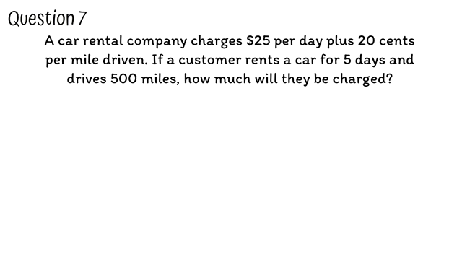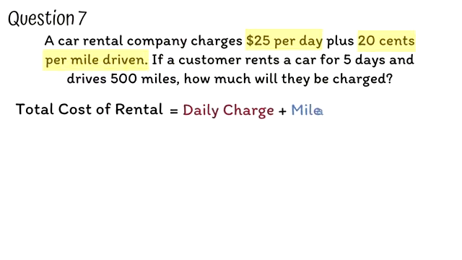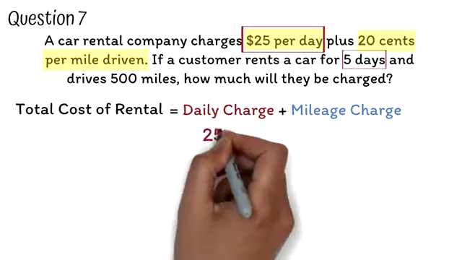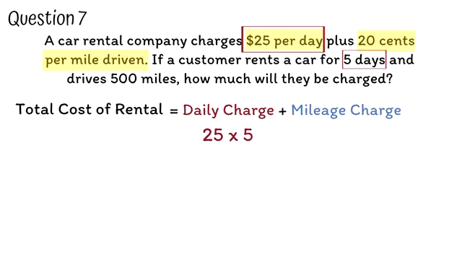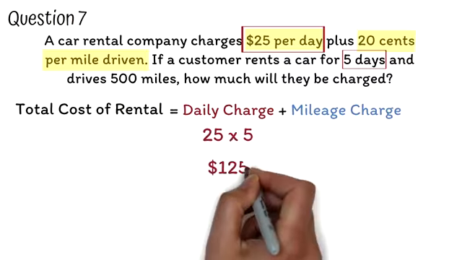Okay, let's solve the question. There are 2 charges here: the charge for the number of days and the charge for the mileage. So the total cost of renting the car is the sum of the daily charges and the mileage charge. The daily charge is $25 per day, and the customer rented the car for 5 days. So the total daily charge is $25 times 5 days. This will give us $125.